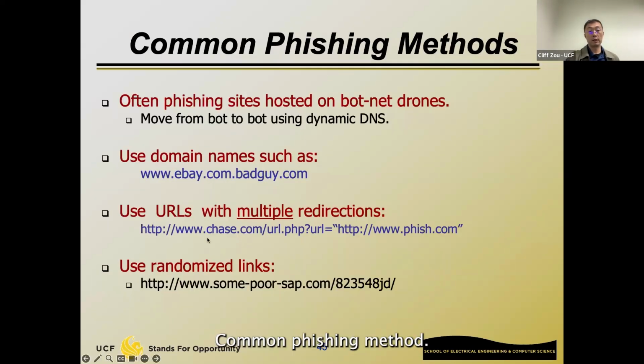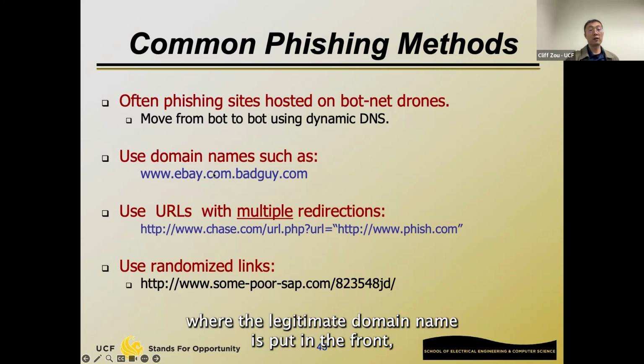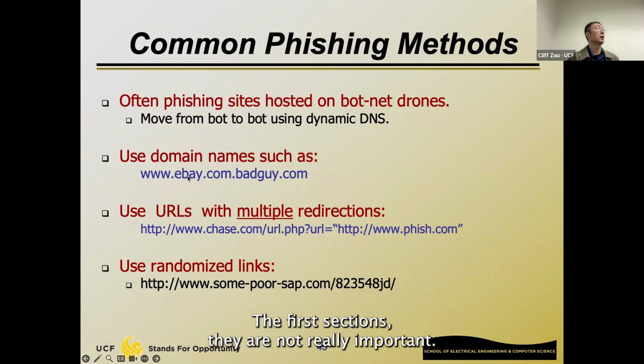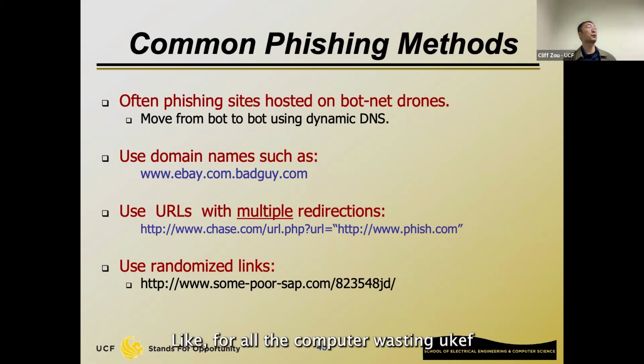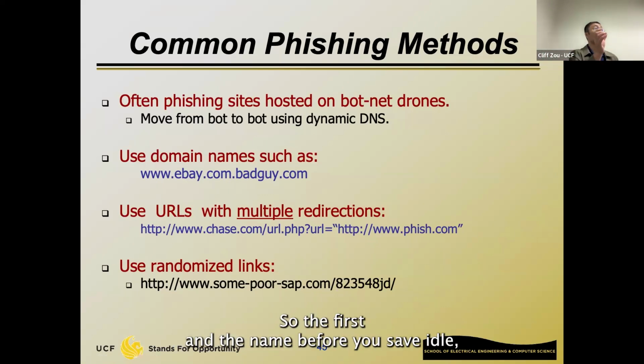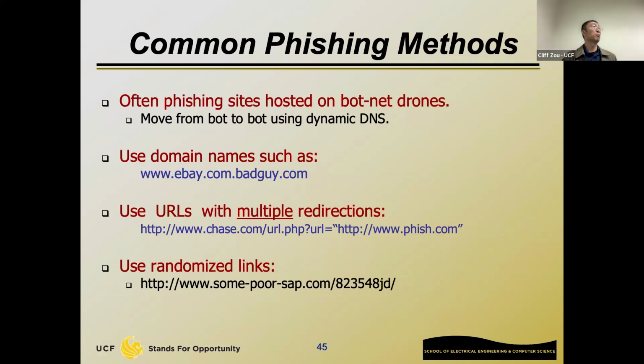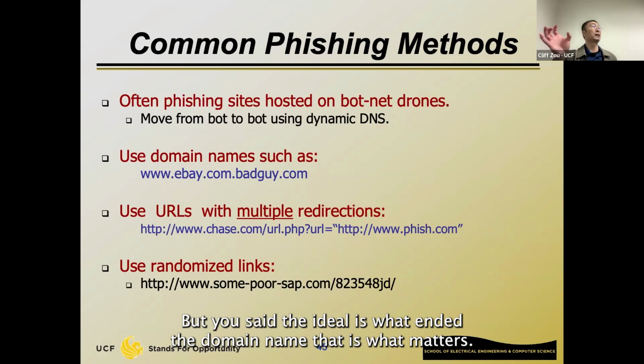A common phishing method is that they can use a domain name where the legitimate domain name is put in the front. Because for the domain name, what matters most is the last two sections. The first sections are not really important. Like for all the computers within UCF, they all end with ucf.edu. So the name before ucf.edu, you can create arbitrarily without any problem. But ucf.edu is what ends the domain name.